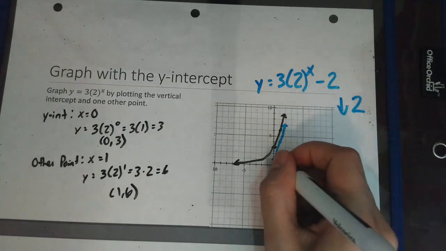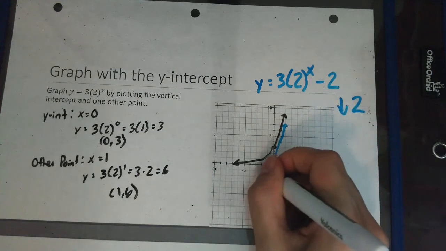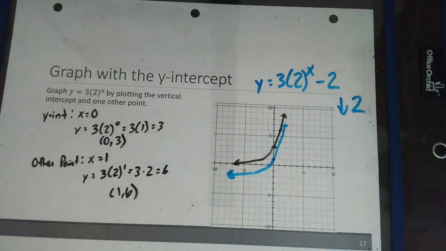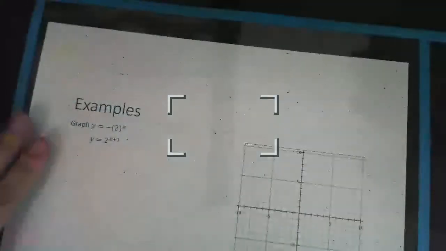And it will look something like that. So knowing these transformations can be really helpful because it can just set up your graph really nice. We're going to practice a little bit more because these ones are a little bit confusing in the beginning.